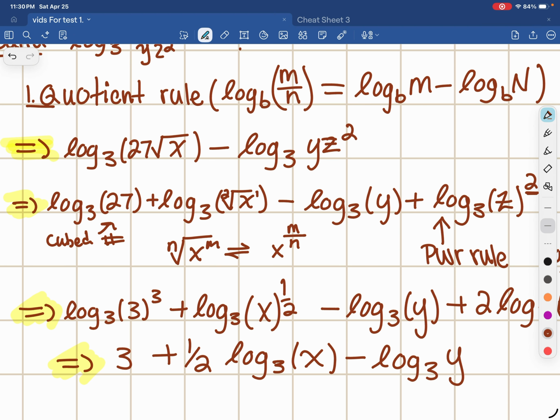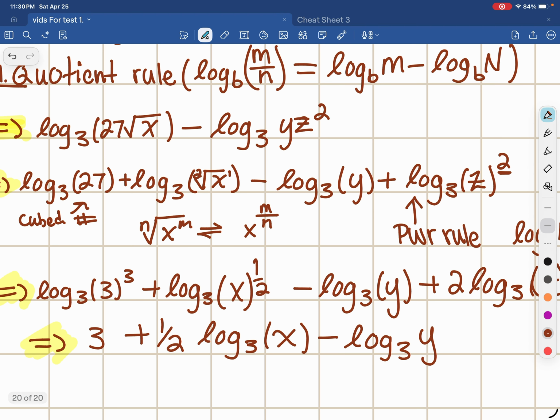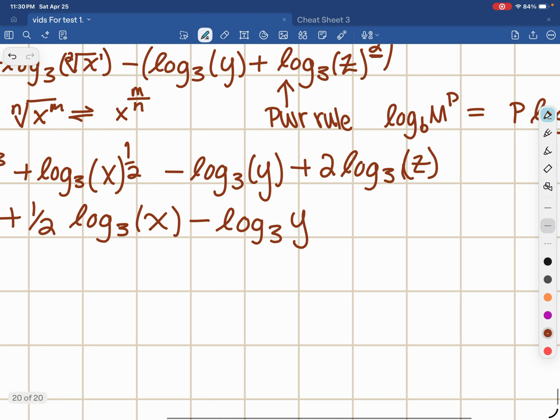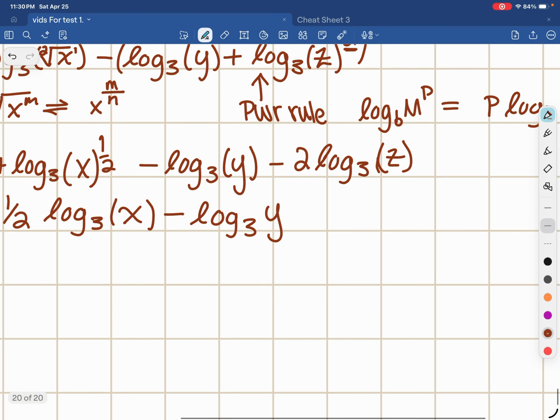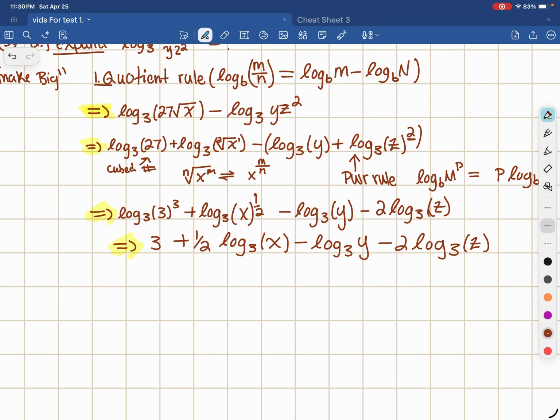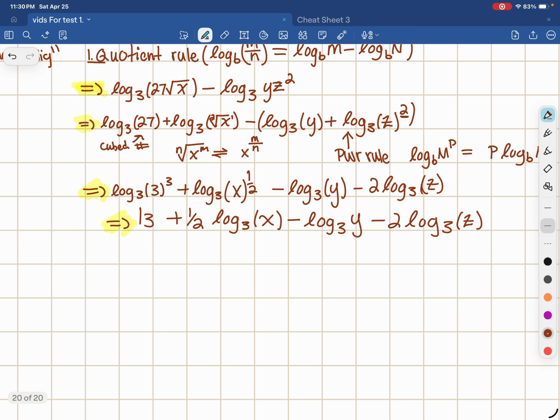This can be distributed across these, so there should be parentheses here. So this would actually be minus, so minus 2 log base 3 of z. Now looking at it, there's not anything else we can do. So that's fully expanded. So this will be our answer.